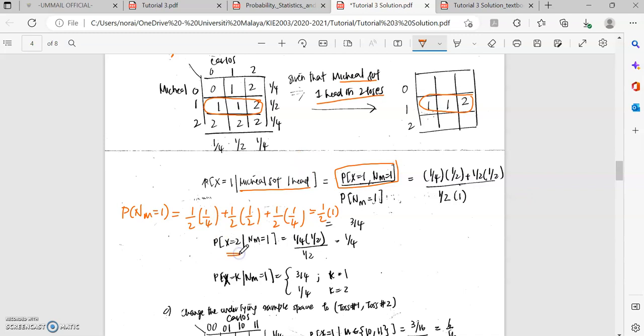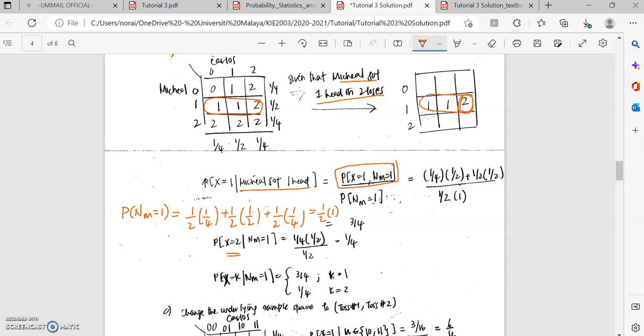And when x equals 2, given that Michael's toss is 1 head, you only have this as your possible outcome. So this one is 1 over 2 times 1 over 4, divided by the probability that Michael gets one head, which is 1 over 2. So all the probabilities are conditioned on the number of Michael's heads being 1, so you have just these two outcomes.